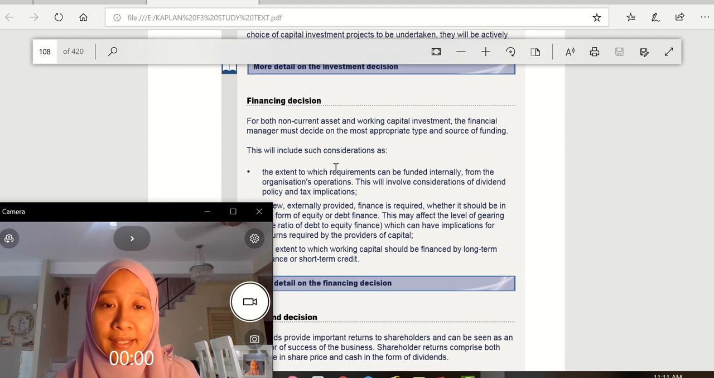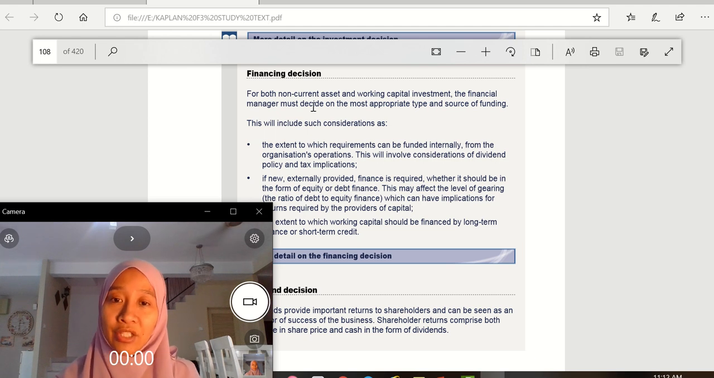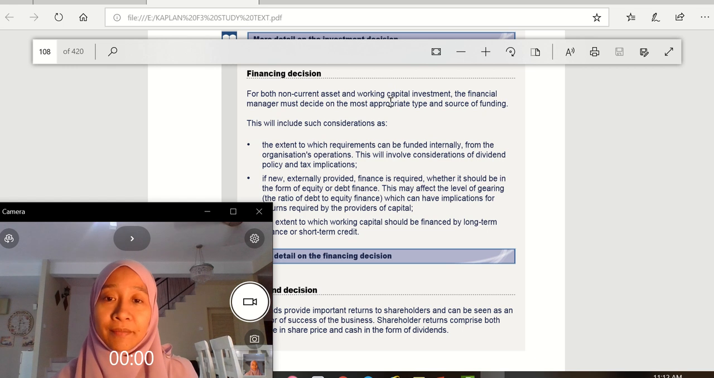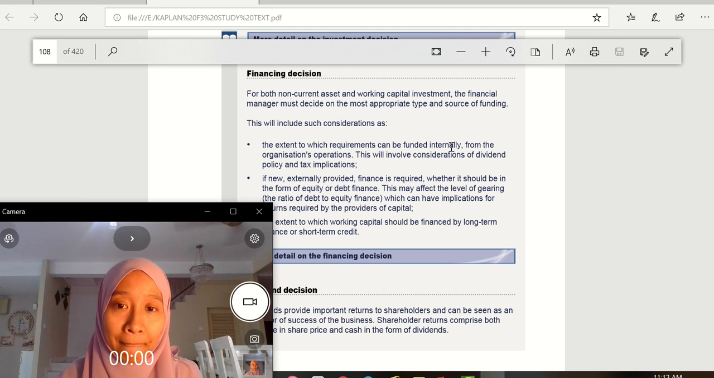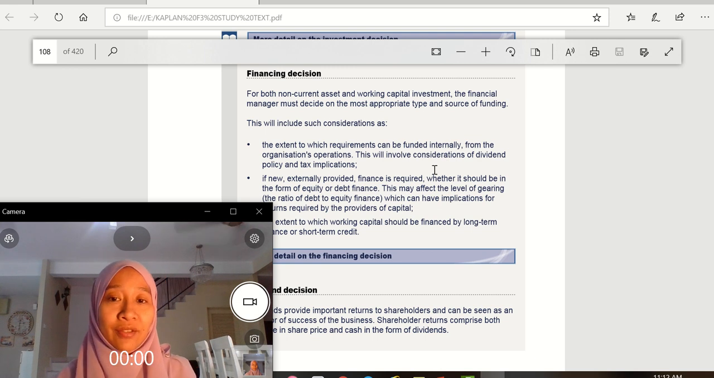Financing decision, as I mentioned earlier: for both non-current assets and working capital investment, the financial manager must decide on the most appropriate type and source of funding. This will include considerations such as the extent to which requirements can be funded internally from the organization's operations. This will involve considerations of dividend policy and tax implications.